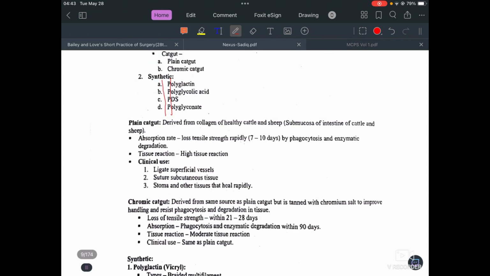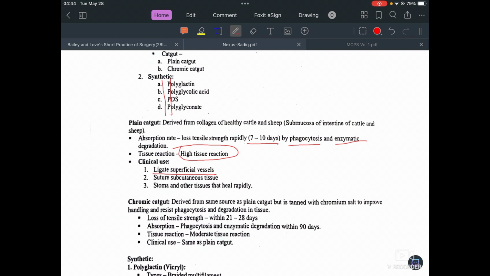Plain catgut derived from the collagen of healthy cattle and sheep. Submucous of the intestine of the cattle and sheep. It is actually not from the cat gut, it is from the cattle gut. The absorption rate, loss of tensile strength rapidly, 7 to 10 days by the phagocytosis and enzymatic absorption. Tissue reaction, there is high tissue reaction. The clinical use, we used to ligate superficial vessels, suture subcutaneous tissue, and stoma and other tissue that heals rapidly.